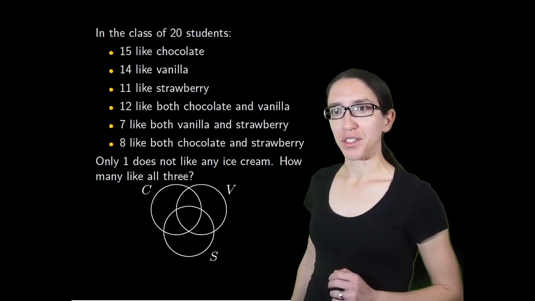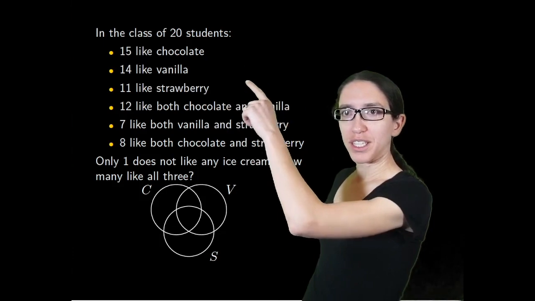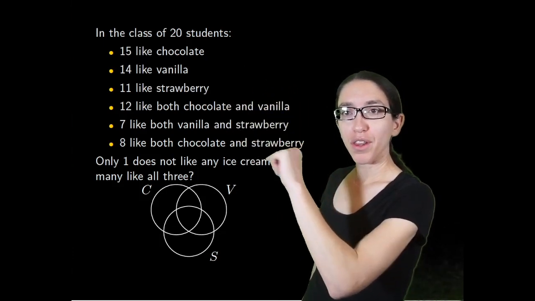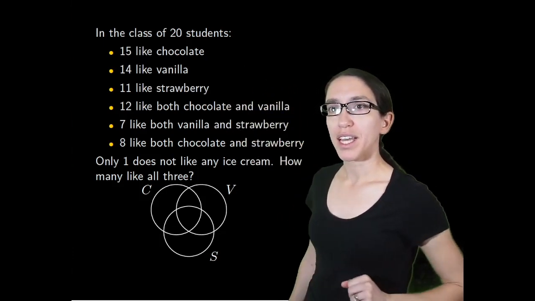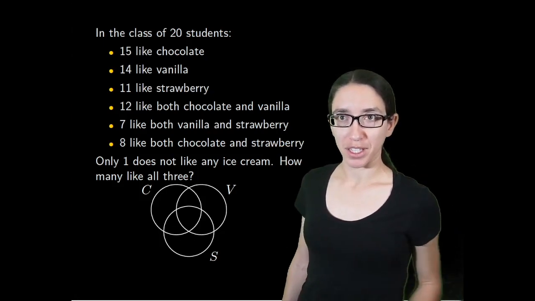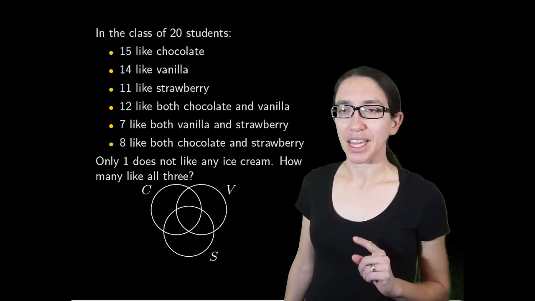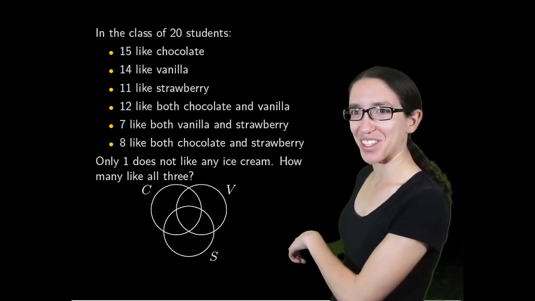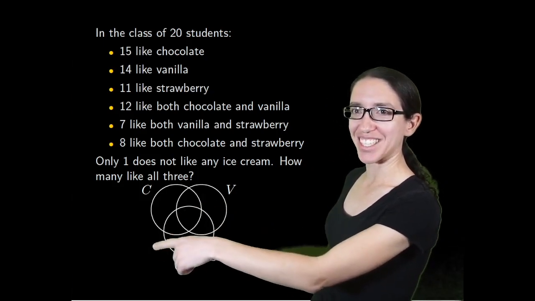In a class of 20 students, say 15 like chocolate, 14 like vanilla, 11 like strawberry, but on the poll you'll find that 12 like both chocolate and vanilla, 7 like both vanilla and strawberry, 8 like both chocolate and strawberry, and only one of them doesn't like any ice cream at all. So that's one outside the box again.